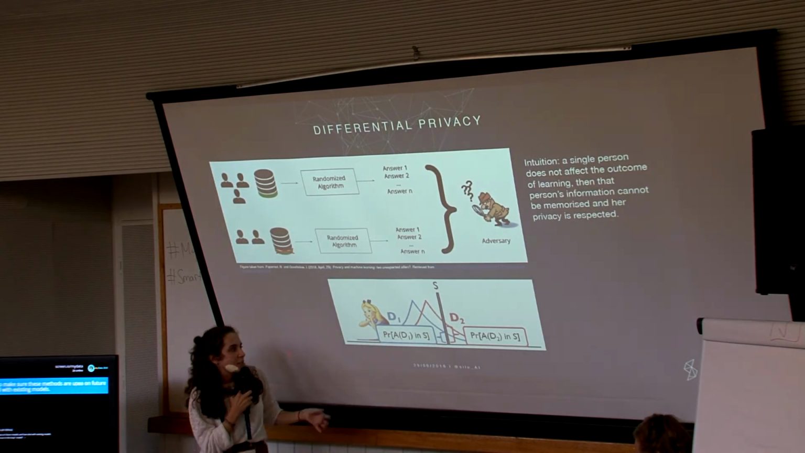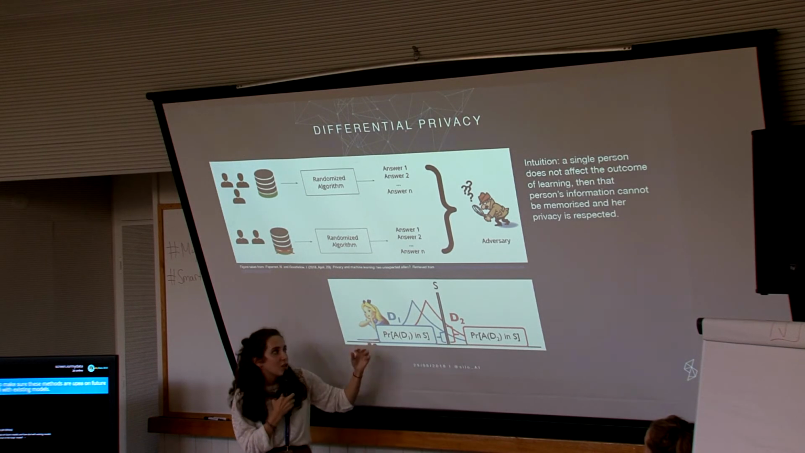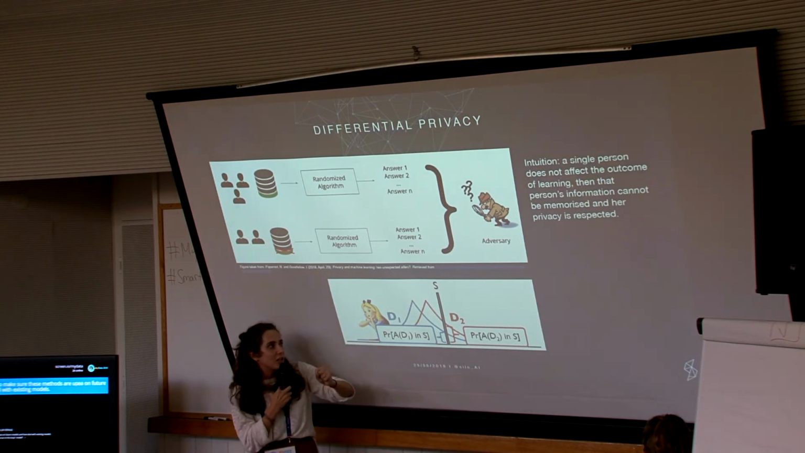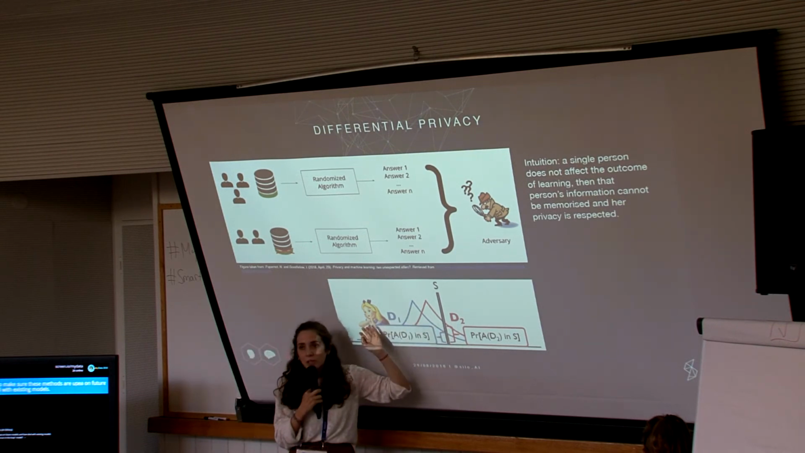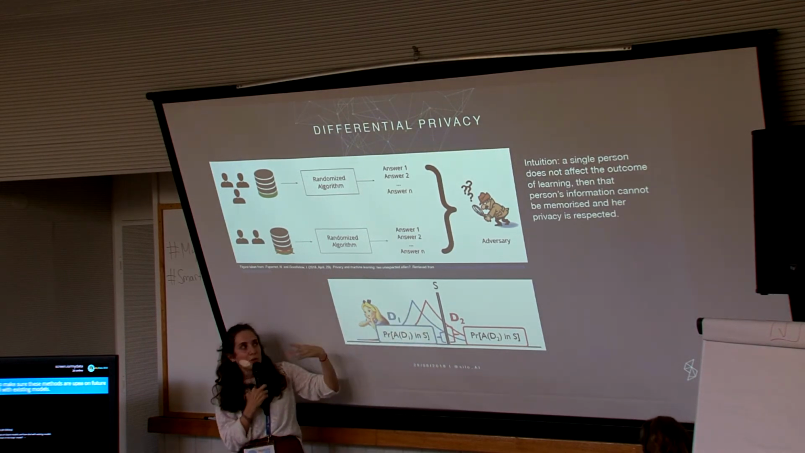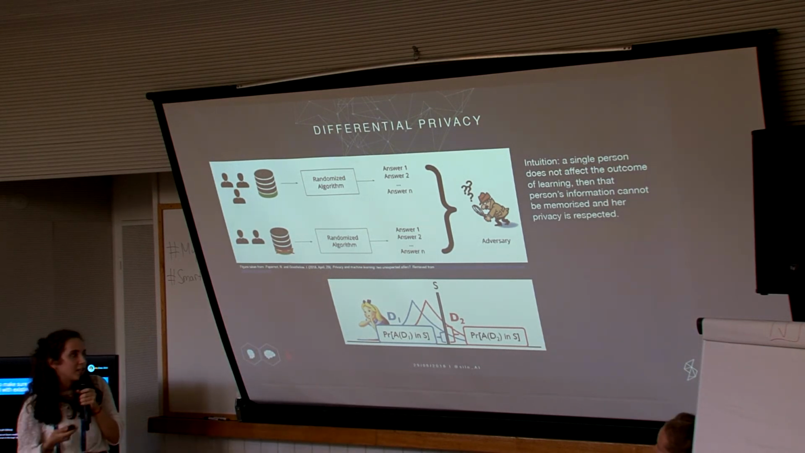So the idea is basically, this is the distribution with Alice and this is the distribution without Alice. By adding or removing one person, the answers shouldn't be that different. So it wouldn't affect my results that much, but it would give me privacy guarantees.